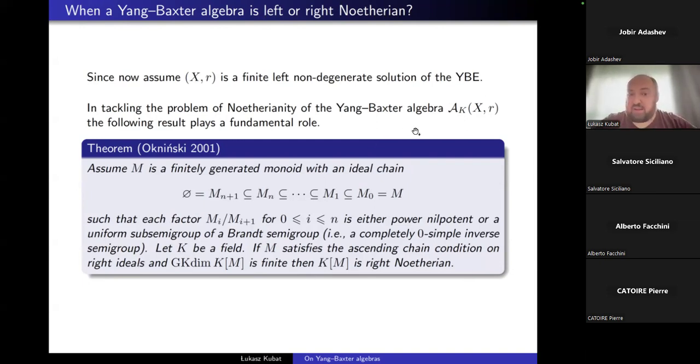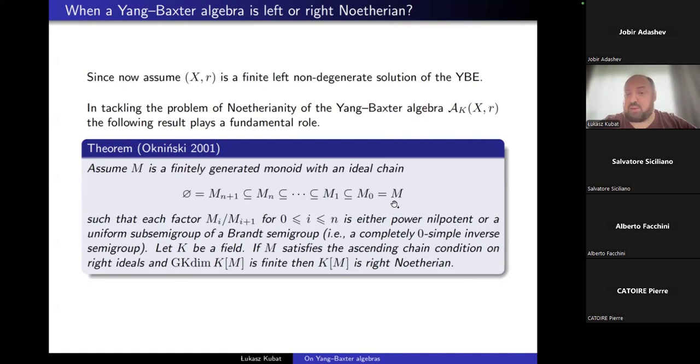In tackling the Noetherianity problem of Yang-Baxter algebras related to such solutions, there is a theorem which is very helpful, which describes the Noetherianity of a semigroup algebra of a monoid in terms of some natural properties of the monoid. So having a finitely generated monoid, its semigroup algebra over a field is right Noetherian if and only if the monoid satisfies the ascending chain condition on right ideals. This is, of course, a necessary condition. If you want the algebra to have ACC on right ideals, then the monoid should satisfy such a condition. But also the GK dimension should be finite, so the dimension also should play a role.